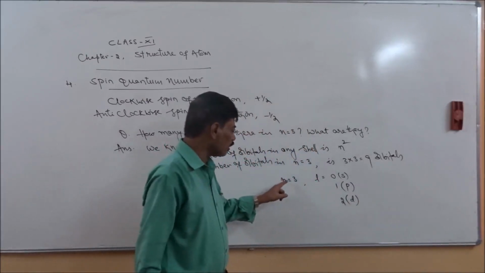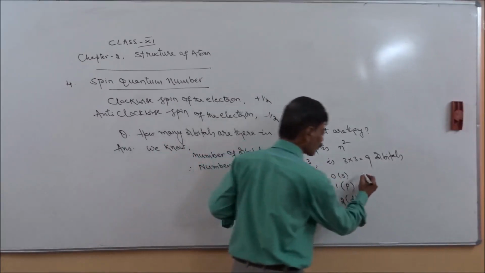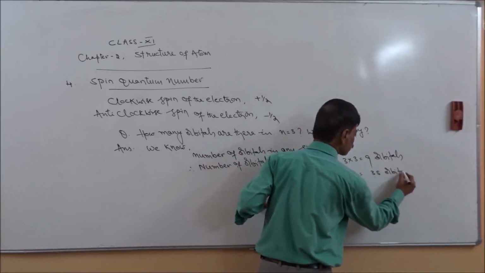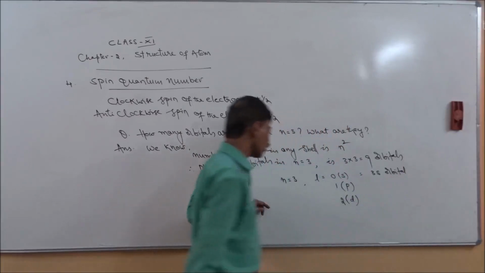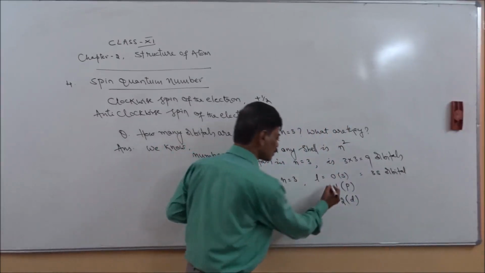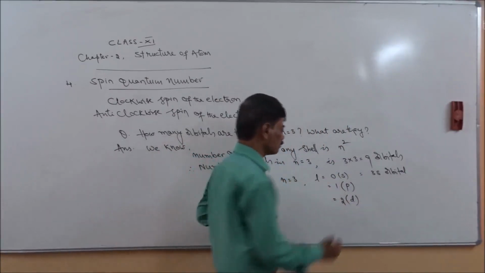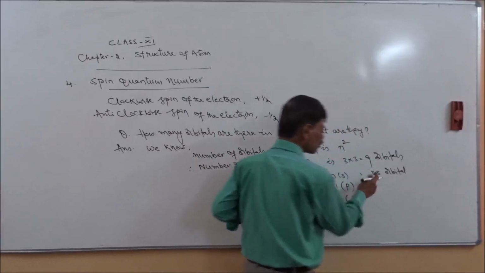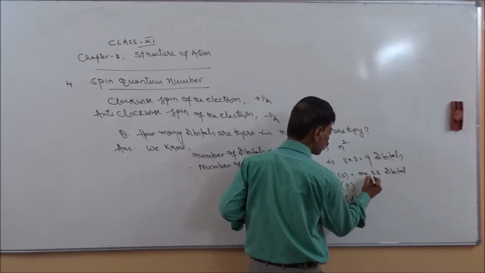Now 3s is one orbital. 3s itself is one orbital. Next, n is equal to 3, l is equal to 1, means 3p. This is only one orbital. So we can write 1 3s orbital.